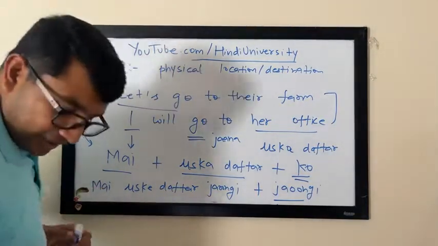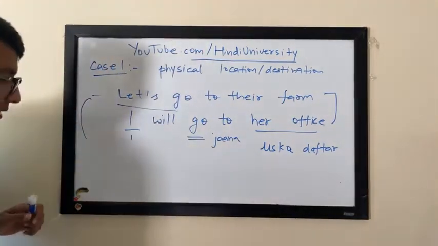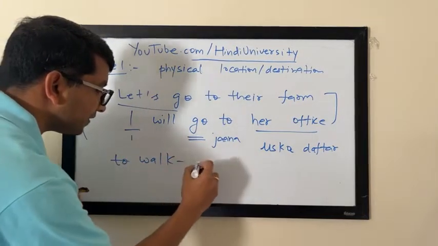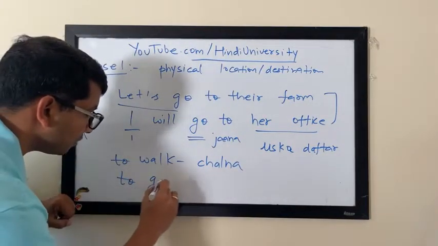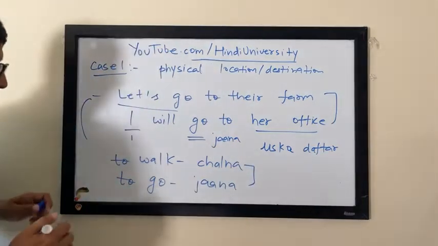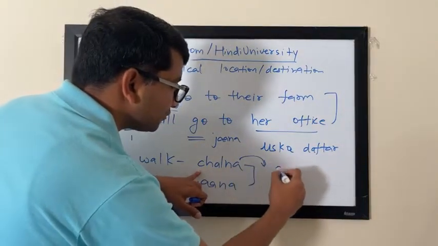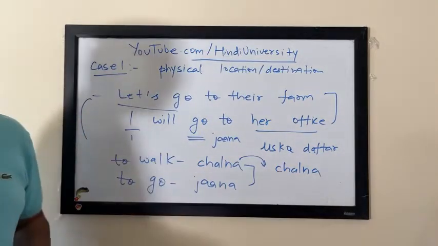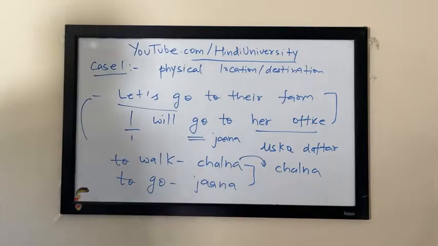But typically, when we talk about the verbs, you will hear that when I say to walk, it's referred to as chalna. And when I say to go, it's jana. So when you say let's walk towards a particular place, I end up using the form of chalna. It's a subtle difference, but an important one.